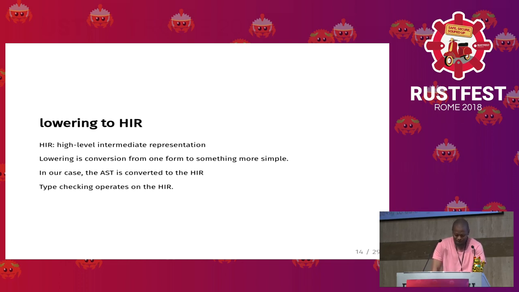Okay, anyways, moving on. From the AST, there is a step called lowering. It lowers to HIR, the high-level intermediate representation of the compiler. It takes your Rust code and removes all of the conveniences, all of the sugar, and takes it into a raw form which is easier for the compiler to process. Like I said, the AST is converted into HIR, and HIR is also where type checking happens, because it's easier to work on a simpler representation.